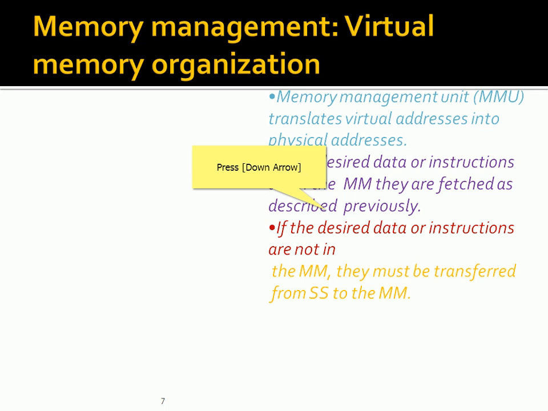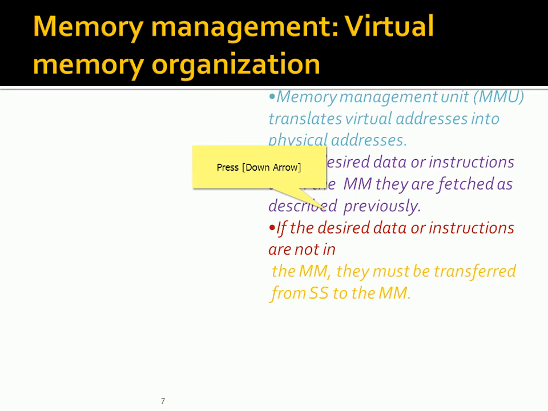If the desired data or instructions are not in the main memory, they must be transferred from secondary storage to main memory. If it is not available in the main memory, the next level of the memory hierarchy is secondary memory, that is, secondary storage, which is a magnetic disk. The instruction requested by the CPU is definitely available there at the magnetic disk. Then we have to bring that instruction and supply it to the processor.